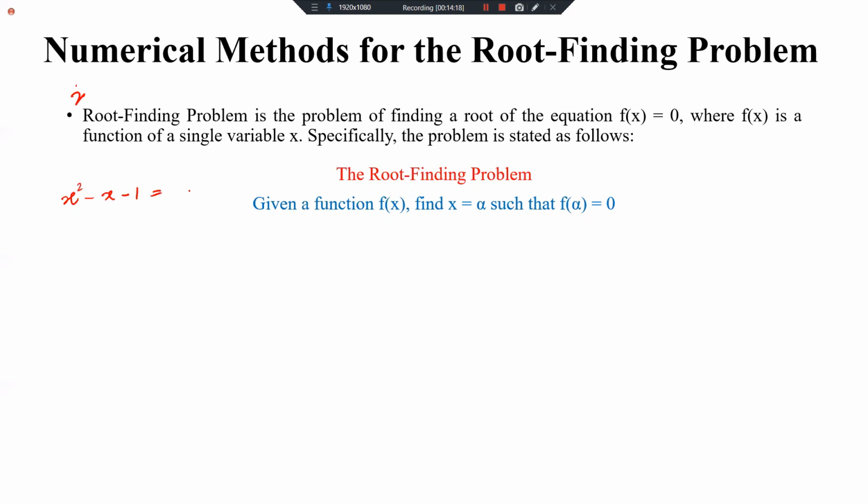Let's say this is f(x). When f(x) is 0, then you can find the root. Okay, then the equation is x squared minus x minus 1 equal 0. Can you find the root of this equation and let me know?